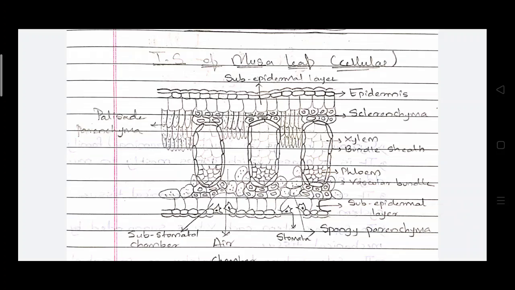These vascular bundles form the web, and the sclerenchymatous patches form the flanges. So this is about the mechanical tissue distribution in the musa or banana leaf.